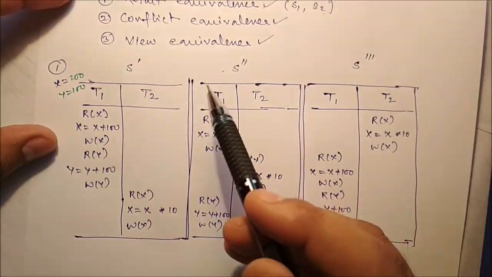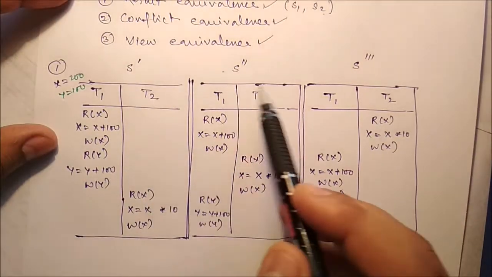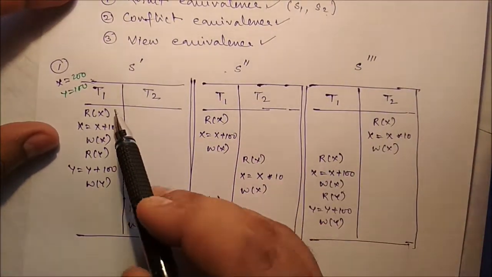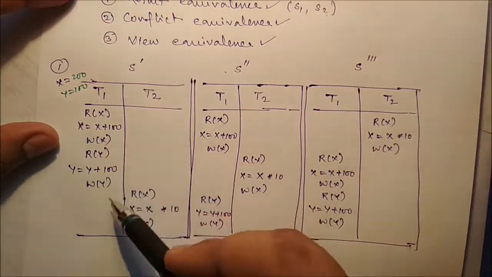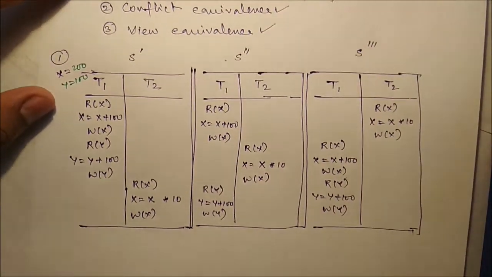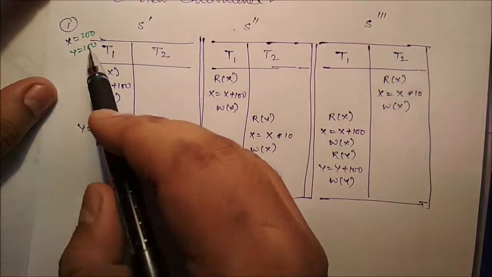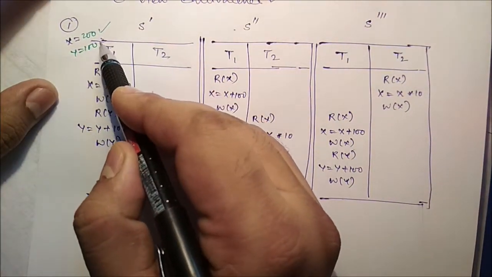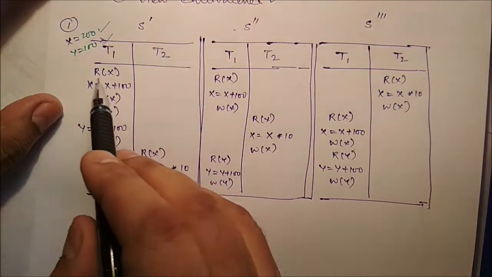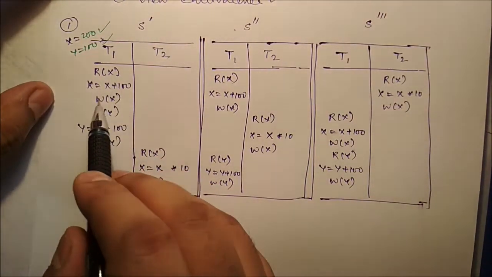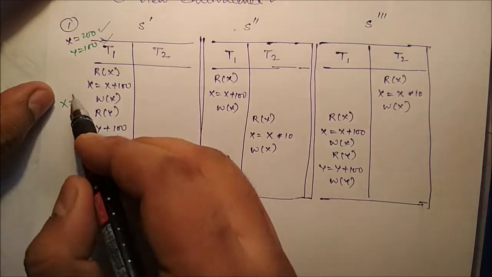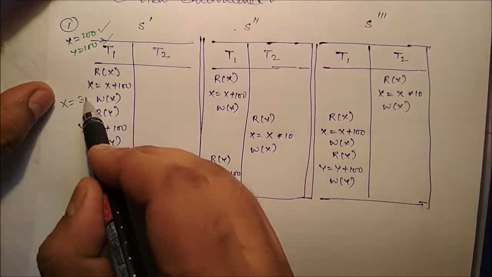Now see, three schedules are there: S dash, S double dash, S triple dash. T1, T2 transactions are there. Now these are the set of operations; you can see them one by one. Say initially the value of X is 200 and the value of Y is 100. So Rx means we read the value from the database to the local buffer. Then X equals X plus 100, write X. So what is the present value of X? 200 plus 100, it should be 300.